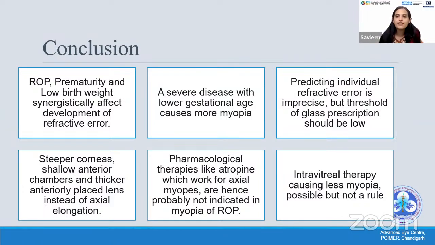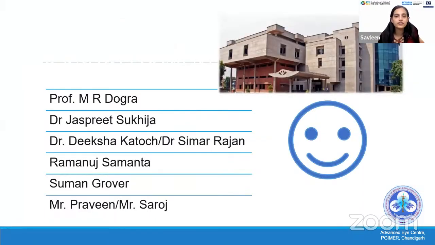Predicting a refractive error will be difficult, but we believe that pharmacological therapies will not work for these kind of myopes. And intravitreal therapy might be causing less myopia, but it's just a possibility as of now, not actually a rule. My acknowledgements to my mentors at PGI.